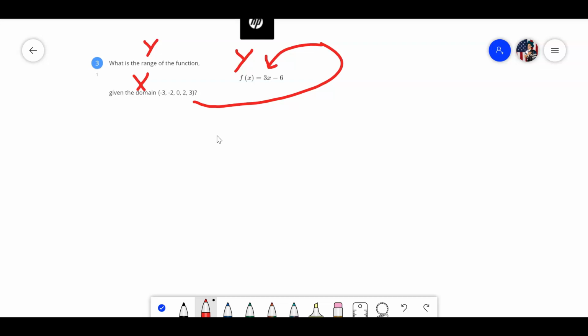And then tell me what you get for y. So here's how I would write my work. F parentheses, the first one is -3. That means the function of -3, evaluating -3. So when I see x in the equation, I'm going to replace it with the parentheses -3. So 3 parentheses -3 minus 6.